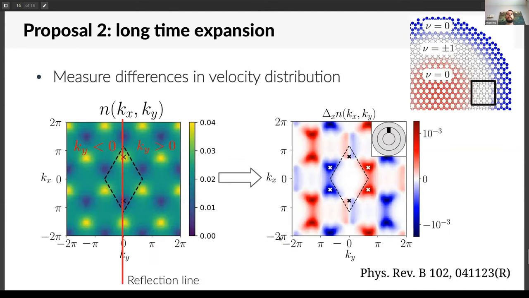Now, our second proposal is to make a long-time expansion. A long-time expansion measures differences in the velocity distributions of the particles. We can, for example, select to release particles only from the Chern insulator phase, and we can measure their velocity distribution. Now, we do something very similar to before. We measure differences in the velocity distribution, and we compare them. By comparing them, we can observe whether there is a preferred velocity in that region of particles. And by doing that, we can find that there is, for example, in this region, a bulk current going in this direction. And also, by releasing particles in this region or in this other region, we can also measure the edge currents.